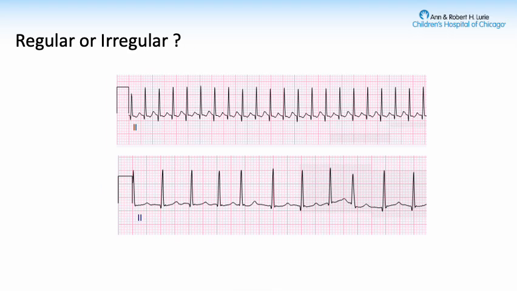And are we regular or irregular? So when we march out our QRS morphology, our QRS timing, does this look like it's marching out at a really regular set interval, or is this pretty irregular and ratty like seen down here?